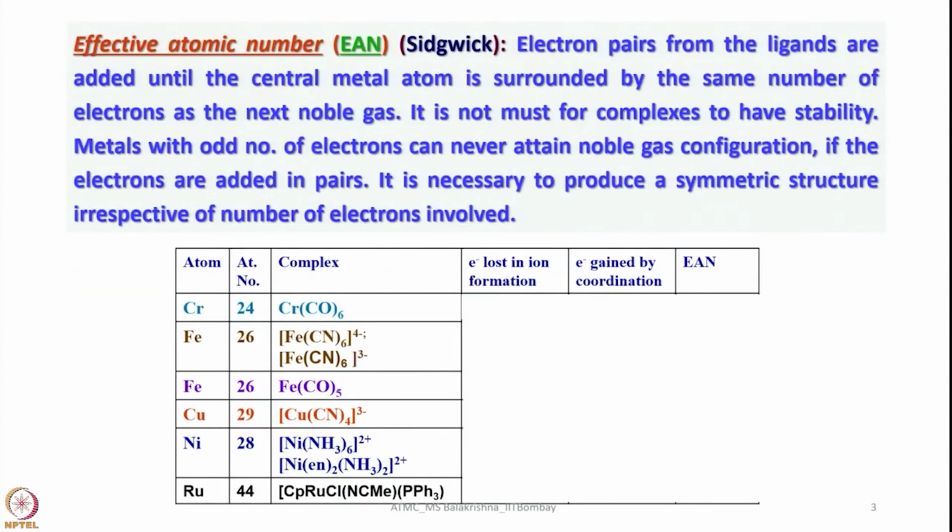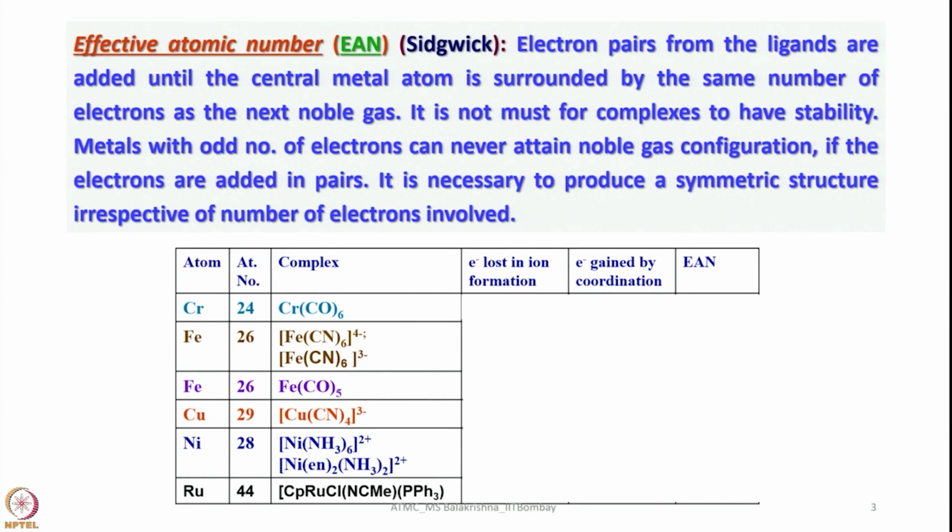Now, I will introduce another term called effective atomic number. This was introduced by Sidgwick. Electron pairs from the ligands are added until the central atom is surrounded by the same number of electrons as the next noble gas. It is essentially the same. In the 18 electron rule, we counted only valence electrons. If you count all the electrons, including those coming from ligands, in a metal complex, that is called the effective atomic number, EAN.